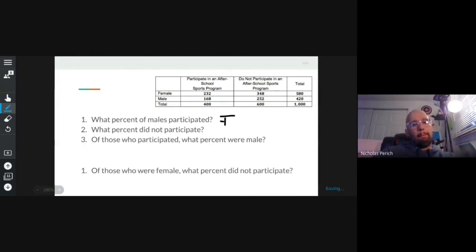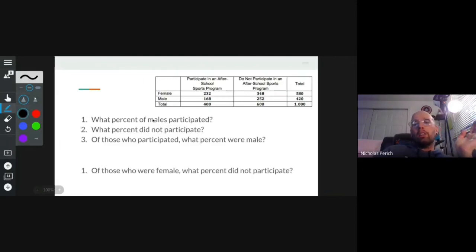Take it back. Since I only brought up males and I didn't bring up any of this stuff, my total is actually going to be out of everybody. So my total is going to be 1,000. I'm sorry, I'm completely wrong again. I was right the first time. It's out of 420. I don't know why I switched. Always go with your gut, they say.